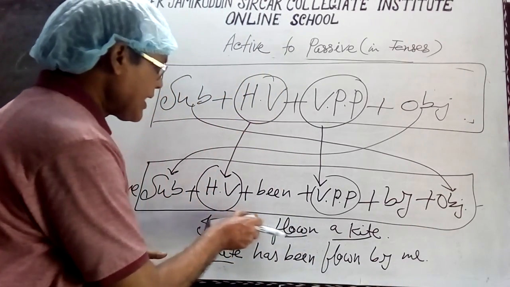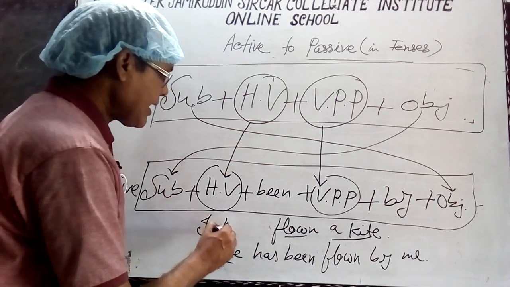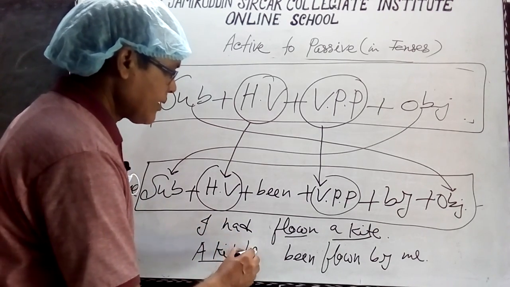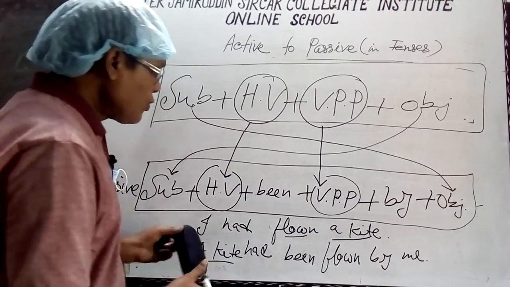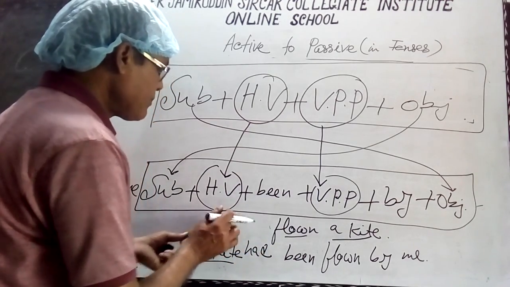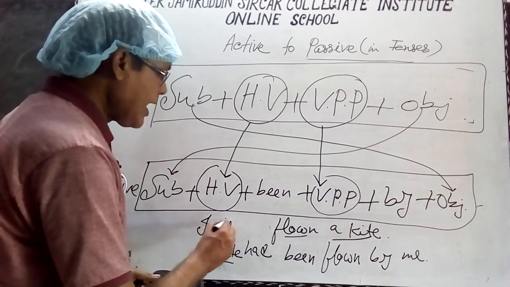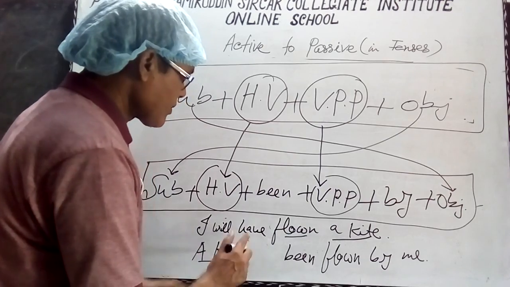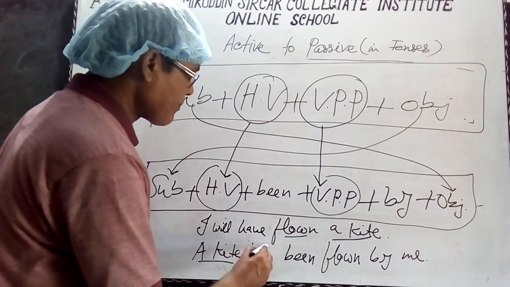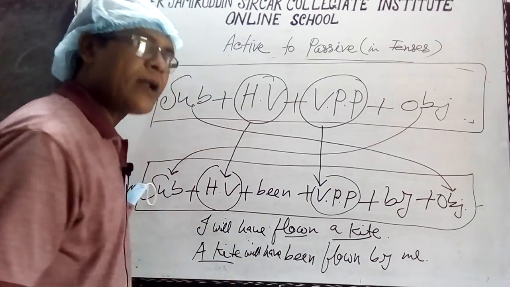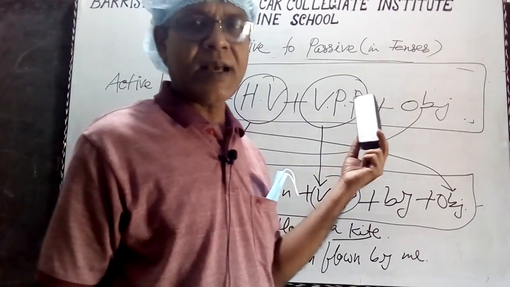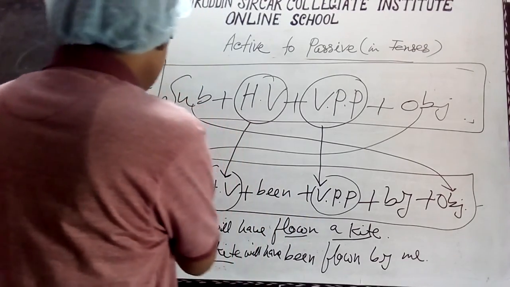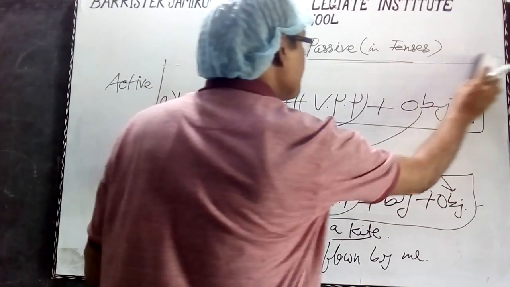If there is "had", we must use "had been". If there is "will have", we must use "will have been". And the other rules are the same. So this is the perfect form. Let's see some examples.